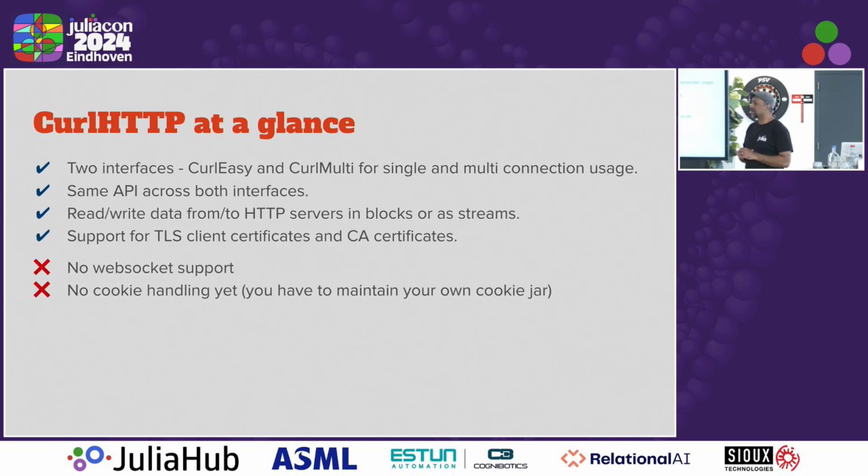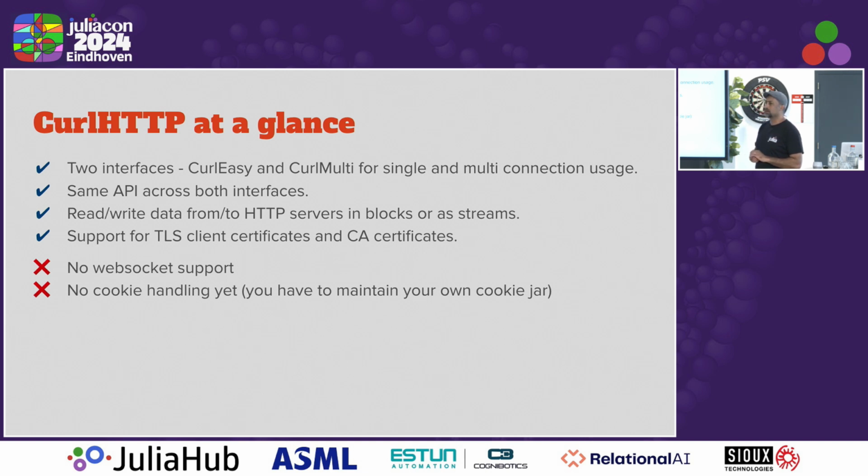So at a glance, there are two interfaces. Curl Easy is the simplest interface, if you want to make a request to a single URL, fetch that and save it. It's also what happens when you run curl on the command line. If you ran curl with some URL, it would just fetch that using HTTP GET. And then there's Curl Multi, which allows you to do multiple requests in parallel over multiple different connections to different servers or the same server, however you want to do that.